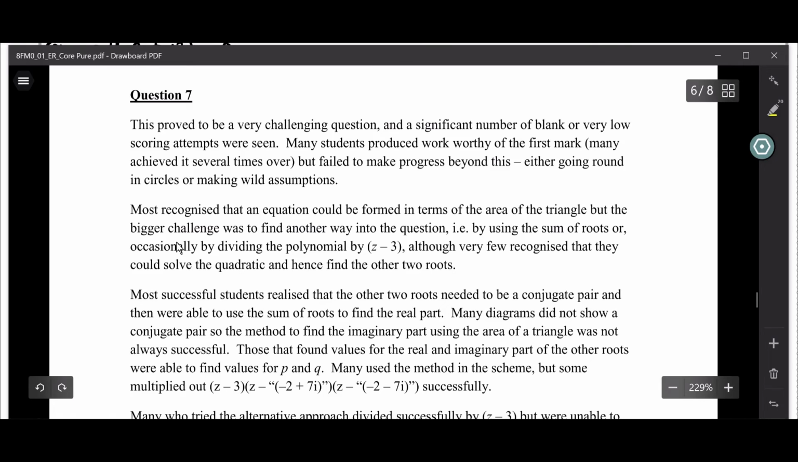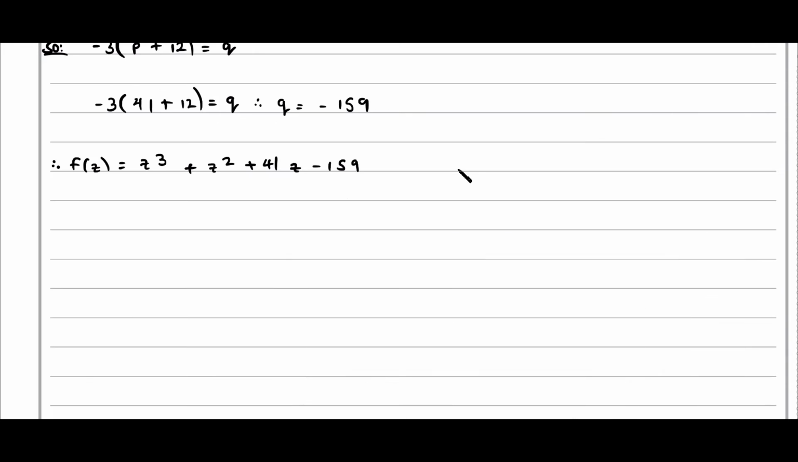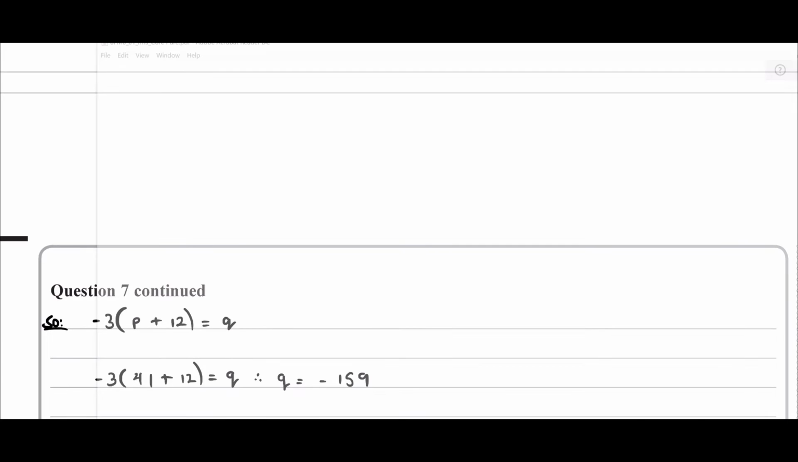So examiner report wise, this question 7 proved to be a very challenging question, and a significant number of blank or very low scoring attempts were seen. Many students produced work worthy of the first mark. Many achieved it several times over, but failed to make progress beyond this, either going around in circles or making wild assumptions. So I'm guessing what they mean by the first mark, if we jump to the mark scheme.